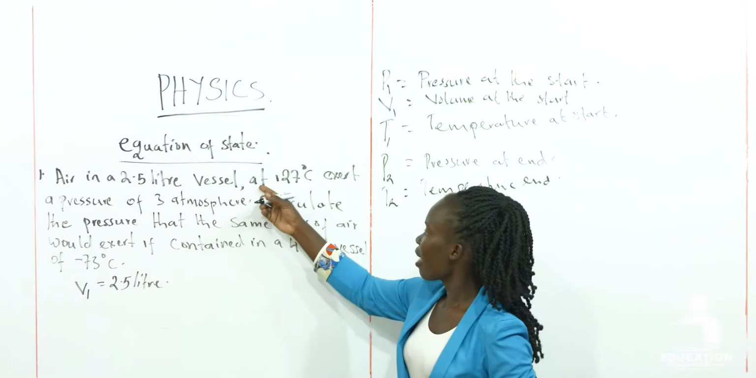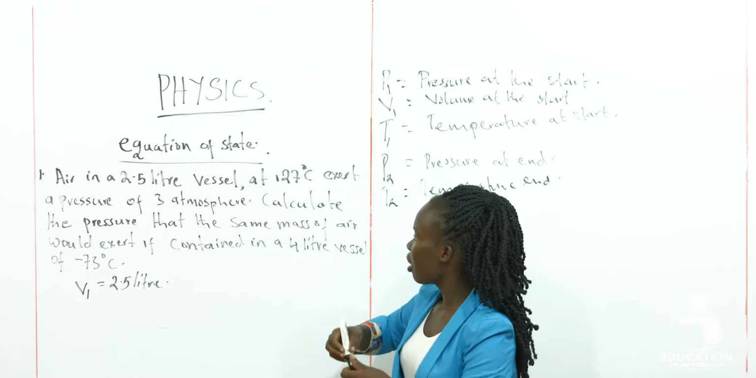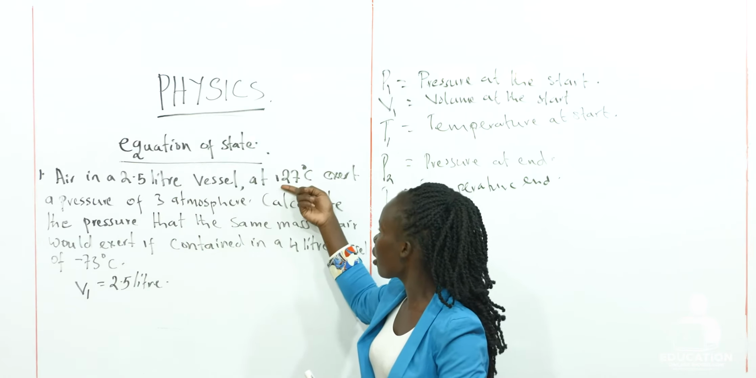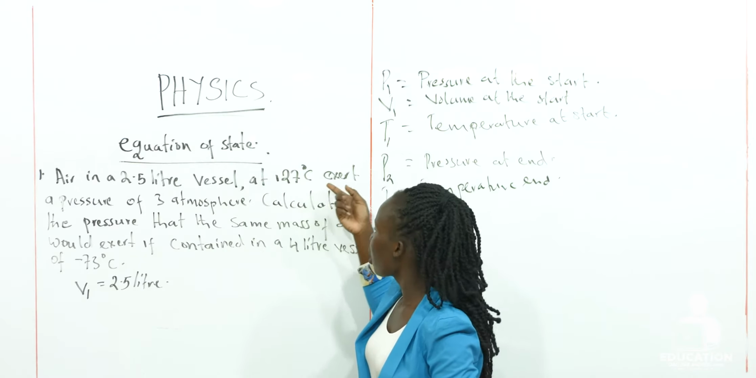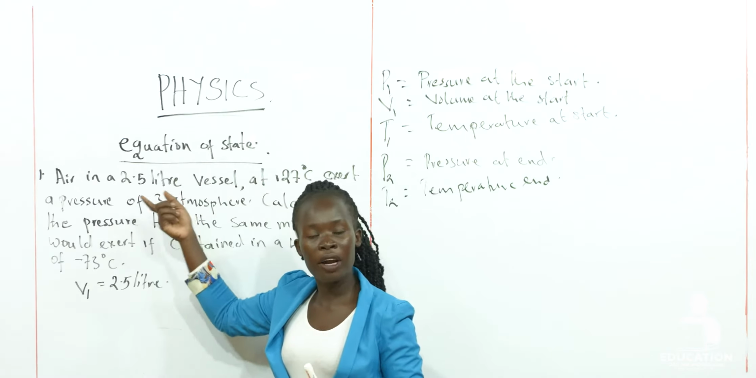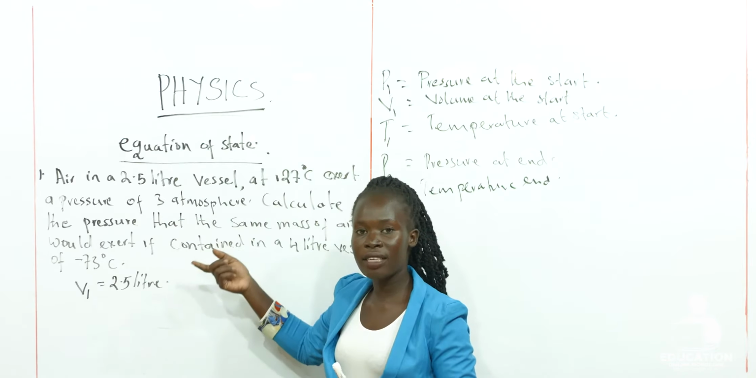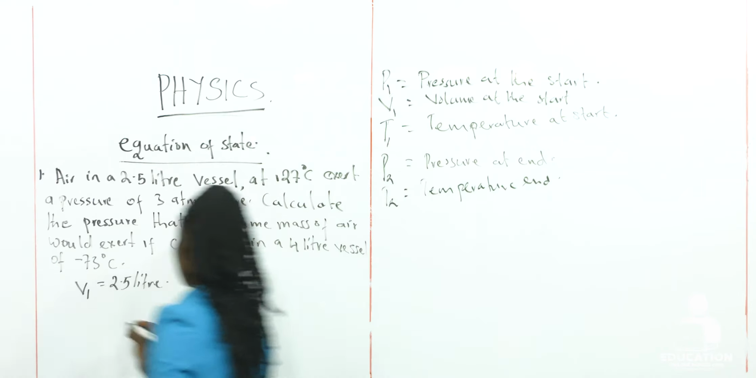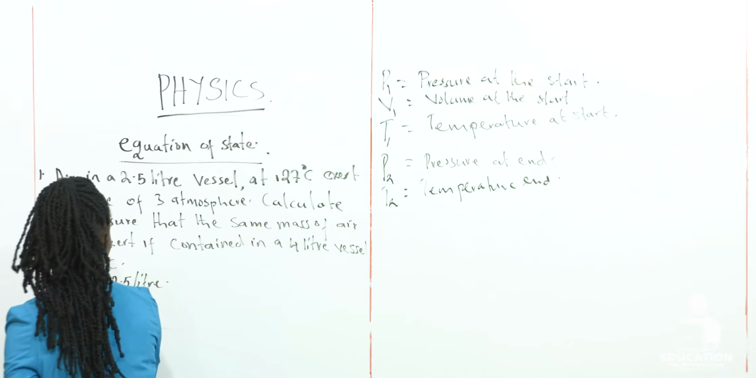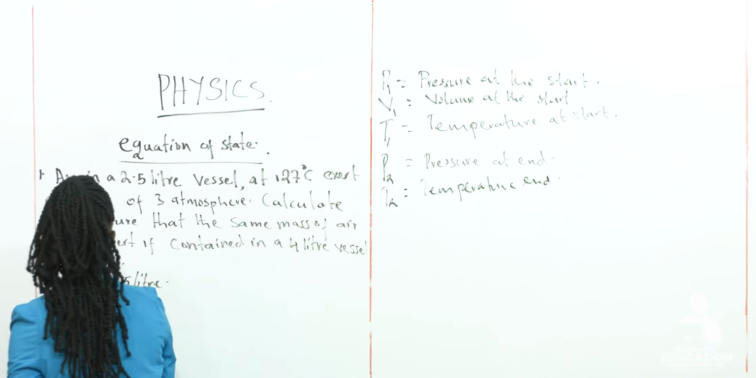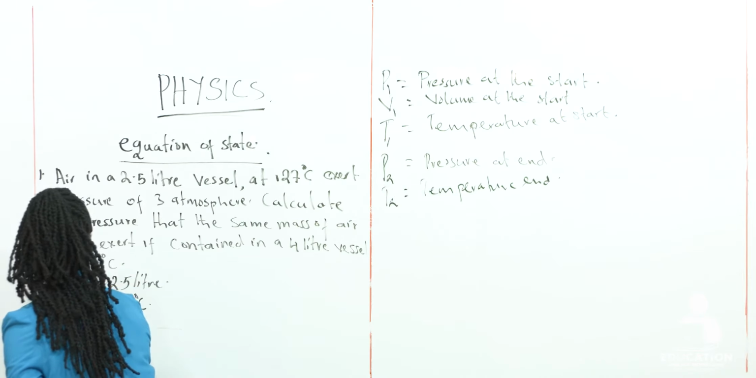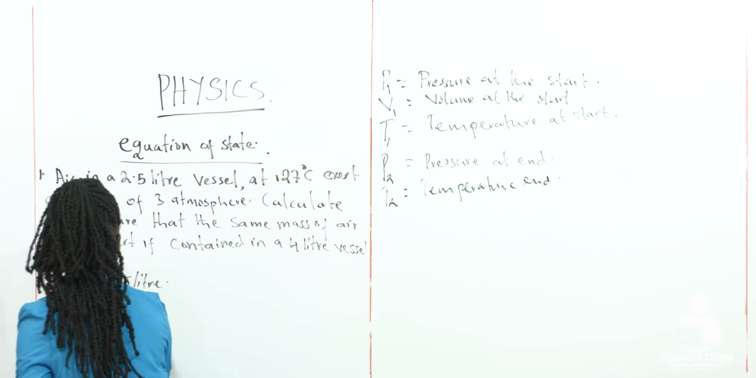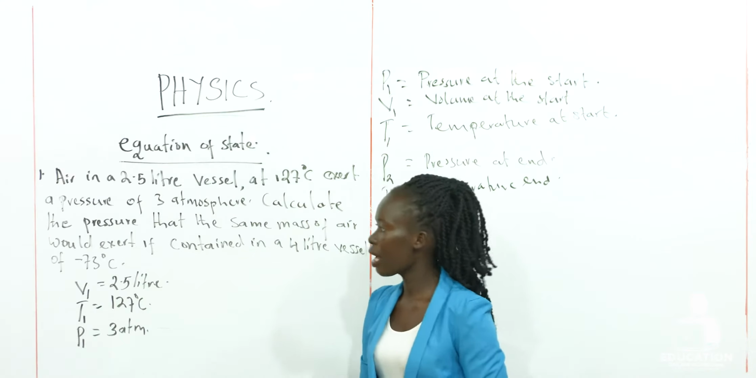So now that is the temperature at this pressure here. So you see, when you introduce the temperature of 127 degrees Celsius, the gas, which is 2.5 liters, will exert a pressure of 3 atmospheres. So when we introduce this temperature T1, which is 127 degrees Celsius, we shall have a pressure of 3 atmospheres being exerted by the air.